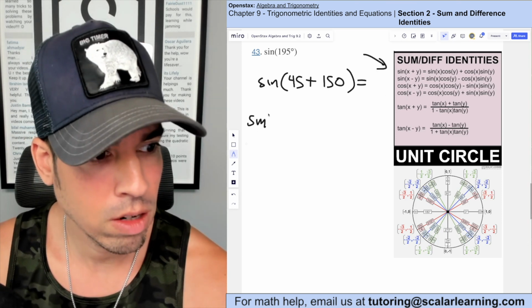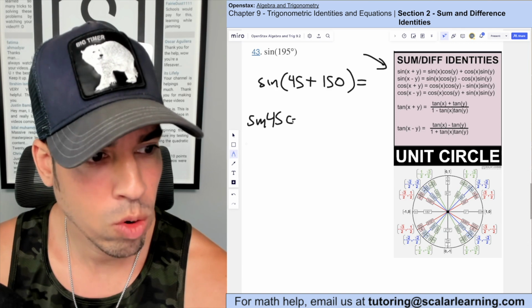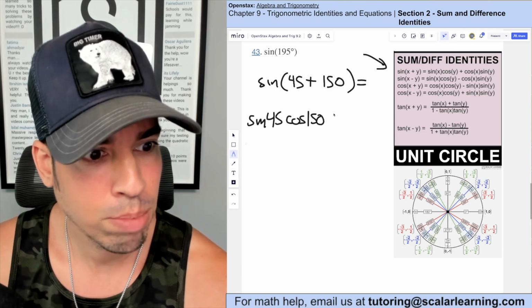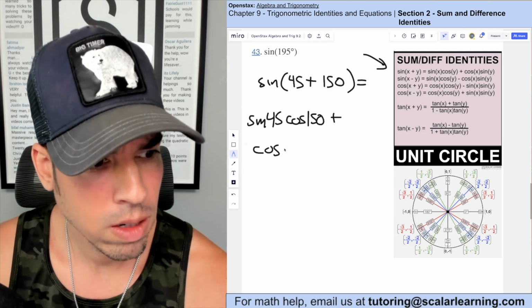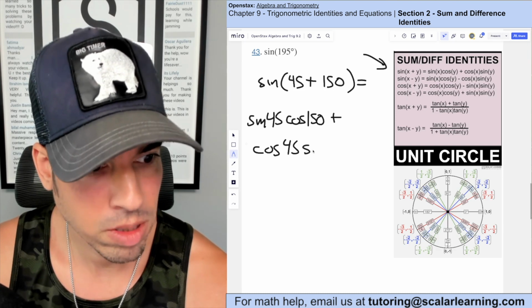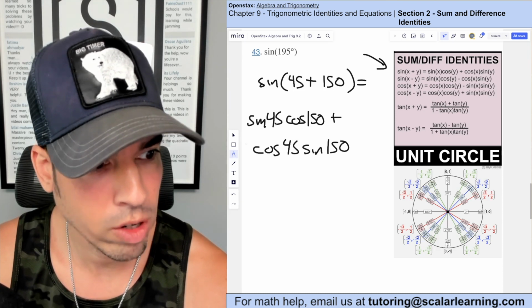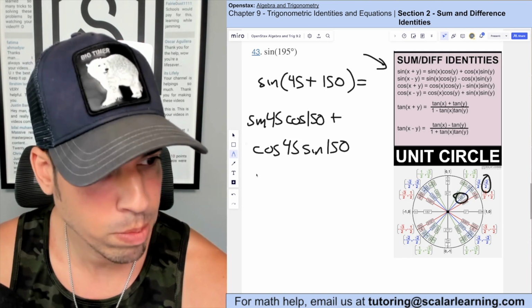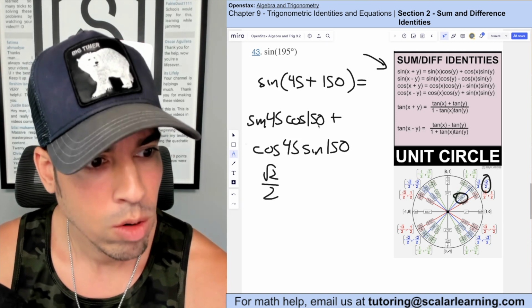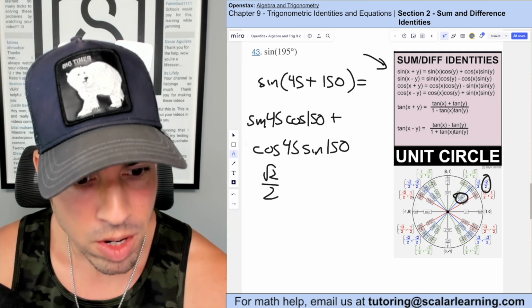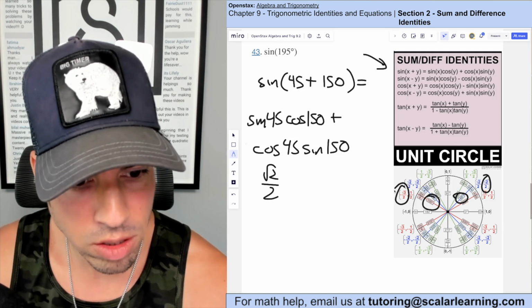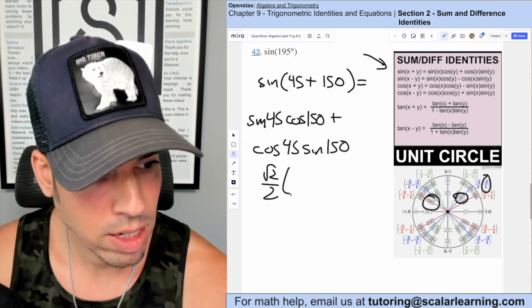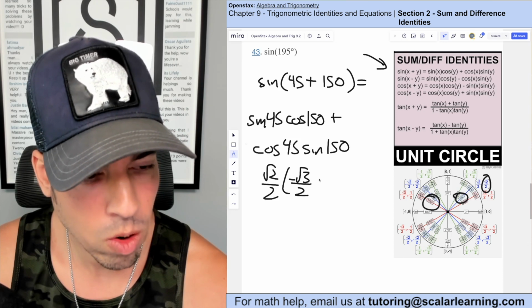So it's sine of the first times cosine of the second plus cosine of the first times sine of the second. Okay, so what is sine of 45? Here's 45. Sine is the corresponding y value, radical 2 over 2. What is cosine of 150? Here's 150. Cosine is the corresponding x value. So that's negative radical 3 over 2.